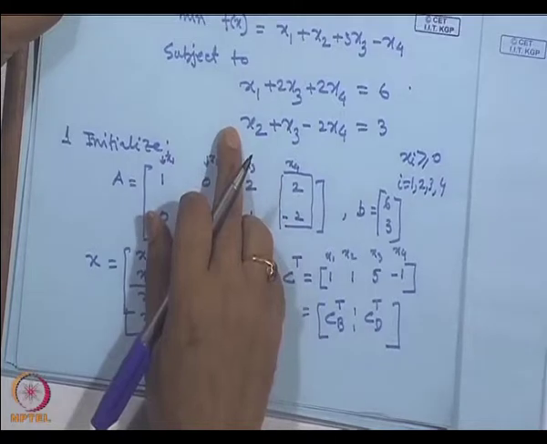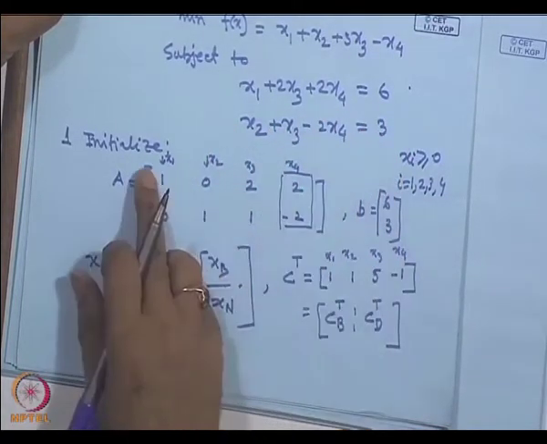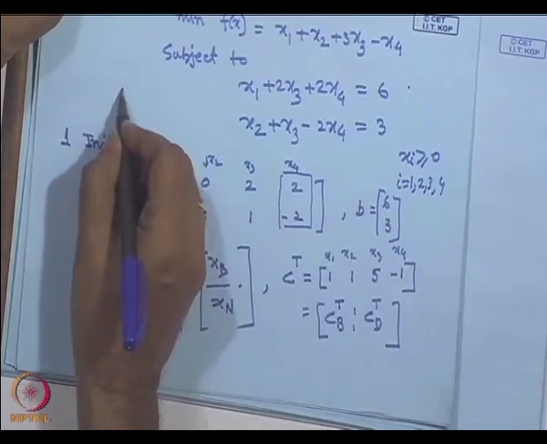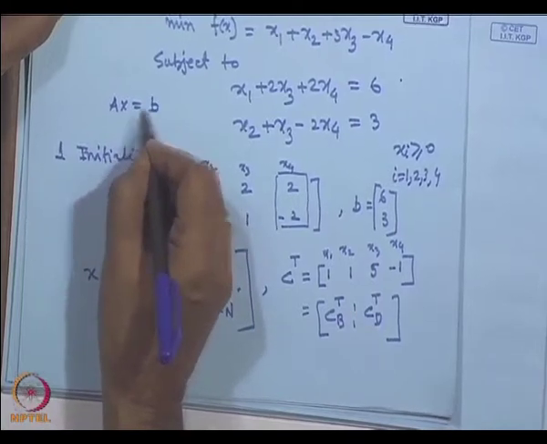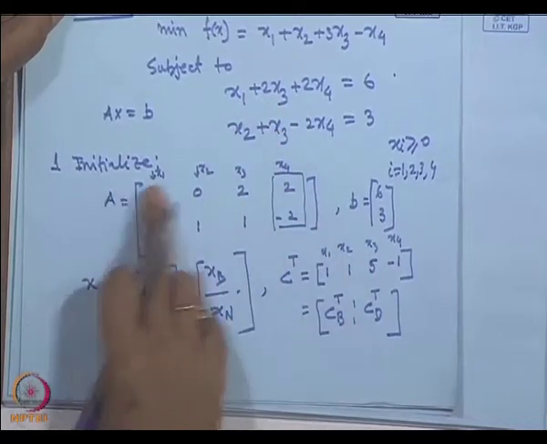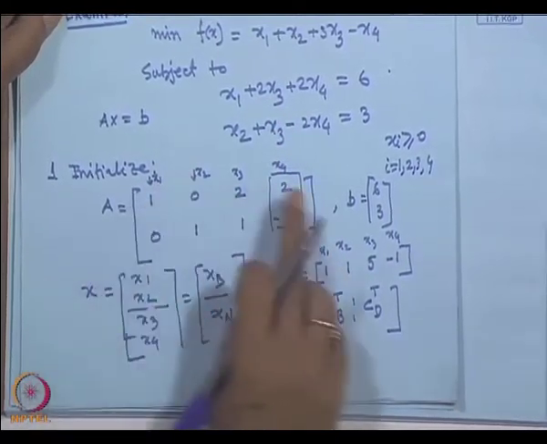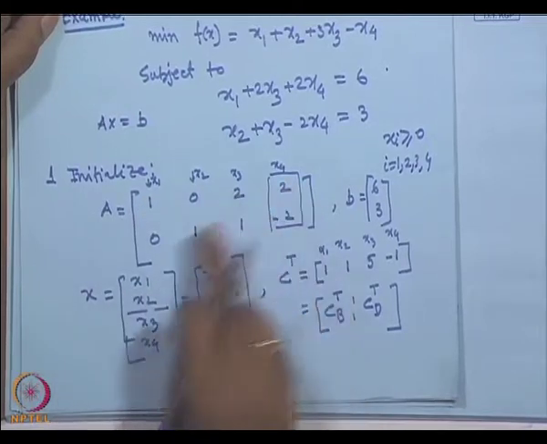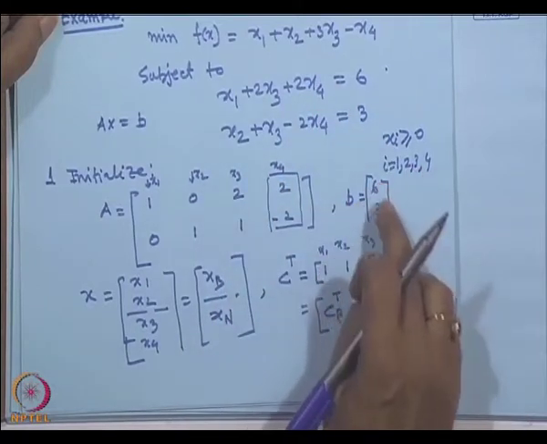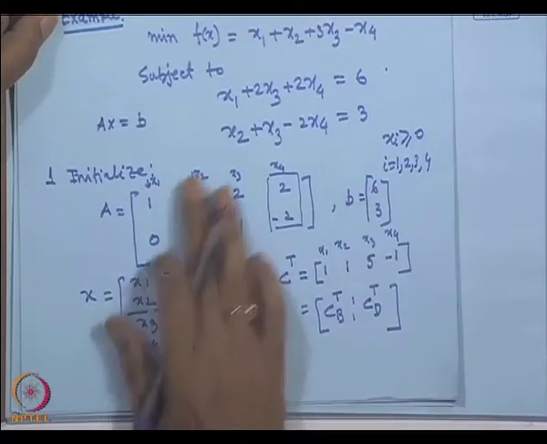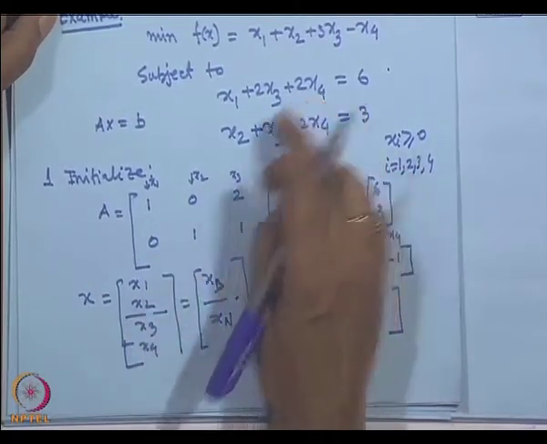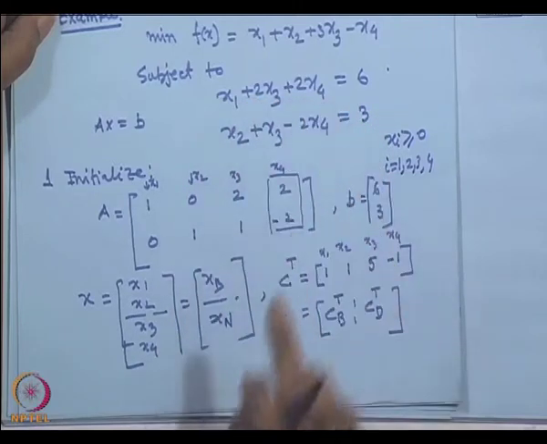These two linear equations we have to write in matrix and vector form. That means we have to write it in Ax = b form. If you look at these two expressions, then the A matrix is 1 0 2 2, and the next row is 0 1 2 -2, and b is 6 3. Now the variables we have are x1, x2, x3, x4.